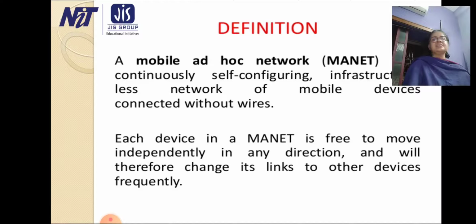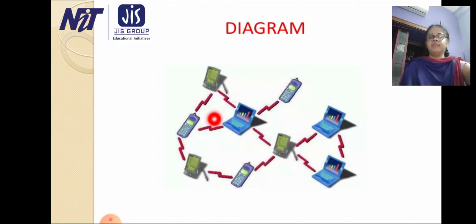MANET may operate in a standalone fashion, or it can be part of the larger internet. They form a highly dynamic autonomous topology with the presence of one or multiple different transceivers between nodes. The main challenge for MANET is to equip each device to continuously maintain the information required to properly route traffic. MANETs consist of a peer-to-peer, self-forming, self-healing network. This is the diagram of a MANET.